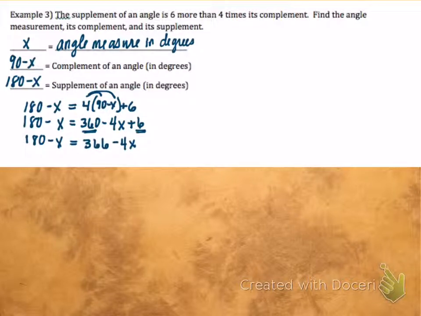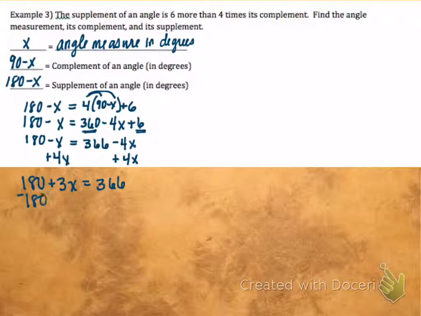Now we have a simplified equation with variables on both sides. So we want to get variables to one side. I'm going to choose the left-hand side for variables. So I'm going to get rid of the variables on the right by adding 4x to both sides. That'll give me 180 plus 3x is equal to 366. And of course we get the constant off the left by taking off 180. And that's going to give me 3x is equal to 186 degrees. And we divide both sides by 3.